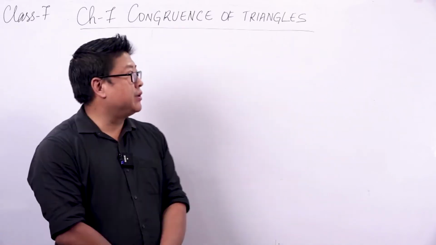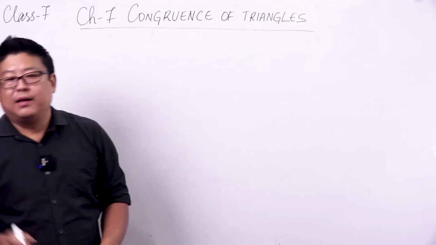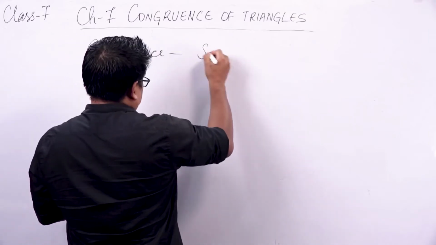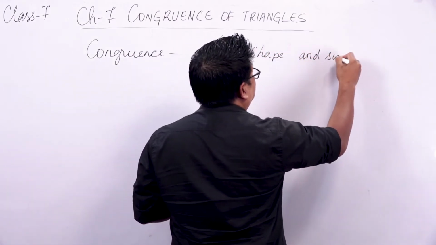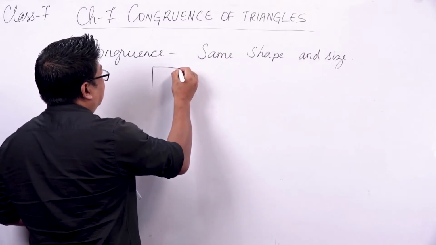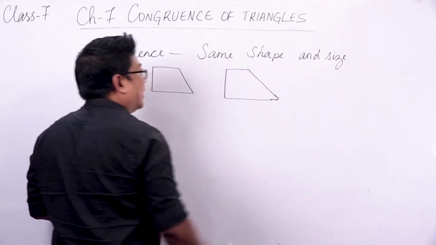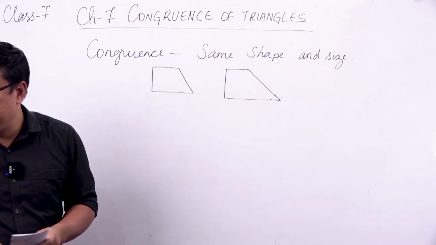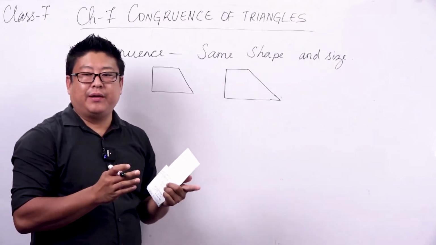Today we will be starting with a new chapter, chapter number 7, Congruence of Triangles. Now, first, let's understand what congruence is. Congruence simply means same shape and size. For example, for two figures, let's say this figure and this figure, to be congruent, they have to be the same shape and size. That means they have to be equal, or we can say mirror image.